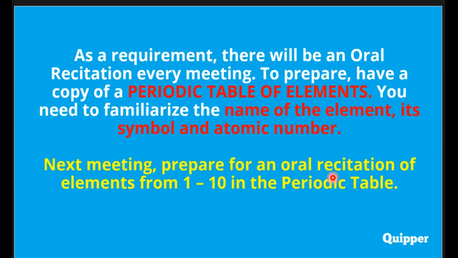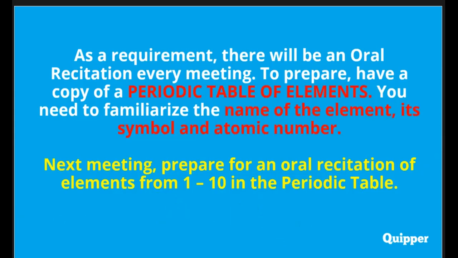For the next meeting, for our first oral recitation, you are going to familiarize yourself with the elements in the periodic table from 1 to 10, or the elements with atomic numbers 1 to 10. That would be the first oral recitation that we are going to have: the elements from 1 to 10 in the periodic table.